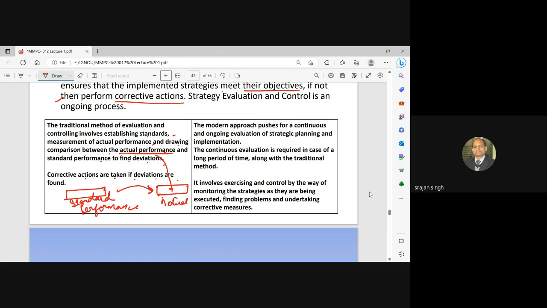The modern approach, so this was the traditional approach. Now next is modern approach. The modern approach pushes for a continuous and ongoing evaluation of strategic planning and implementation. Means this concept says that why should we wait for the time when we realize that there is a gap between standard and actual performance. So the modern approach says that the firm should continuously evaluate the strategic planning and implementation. The continuous evaluation is required in case of long period of time along with the traditional method. It requires exercising control by way of monitoring the strategies as they are being executed, finding problems and undertaking corrective measures.